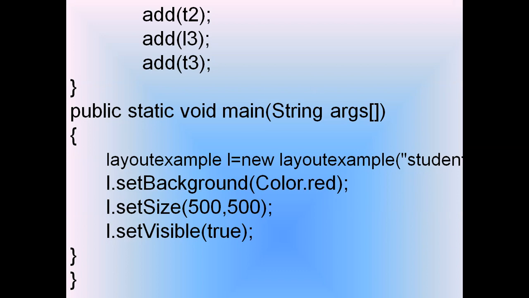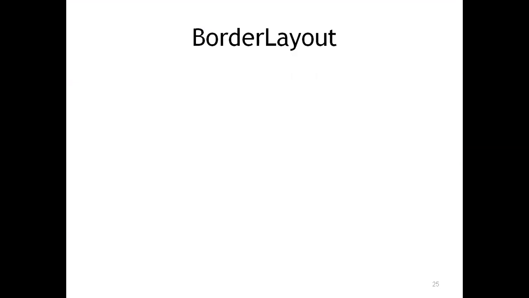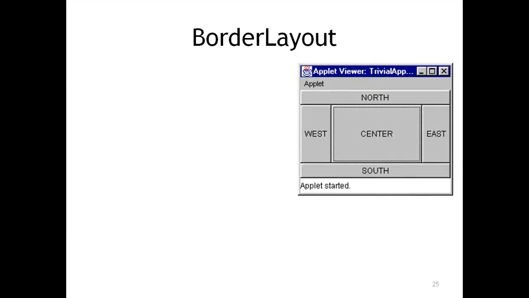So these are the two programs where we are implementing the flow layout. Now see another program where we display the components on the basis of border layout. This is our format of border layout. In border layout, the elements are placed on top, bottom, left, right, and center. So this is the order of placing and laying out the components in the applet.